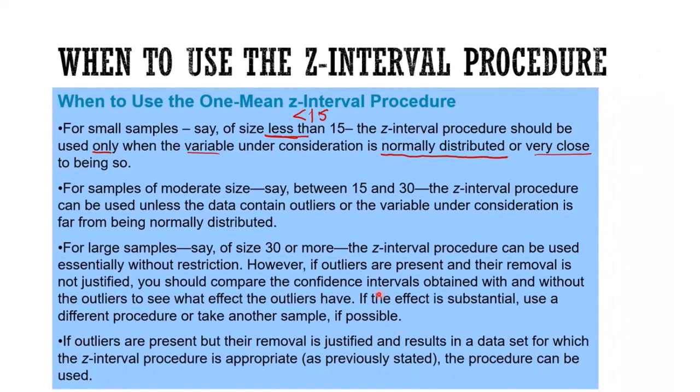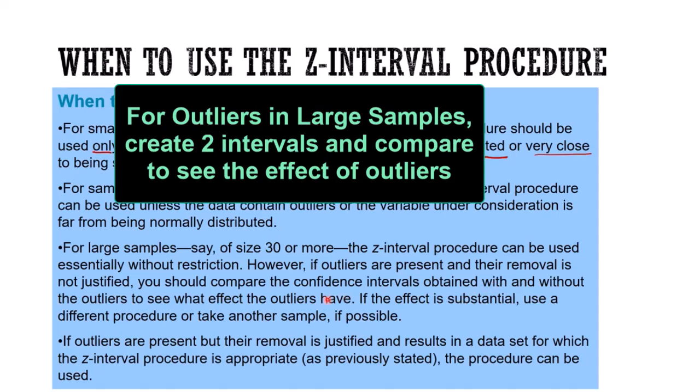So what they are saying is, if the size is 30 or higher, then you can really go ahead and use the z-interval procedure, pretty much assume it's going to be normal distribution, even though you don't know how the variable is distributed. But if you see your data contains outliers, then you should create two confidence intervals, one including the outliers in the sample, and another one excluding the outliers, and see how they compare, how much effect the outliers have on the intervals.